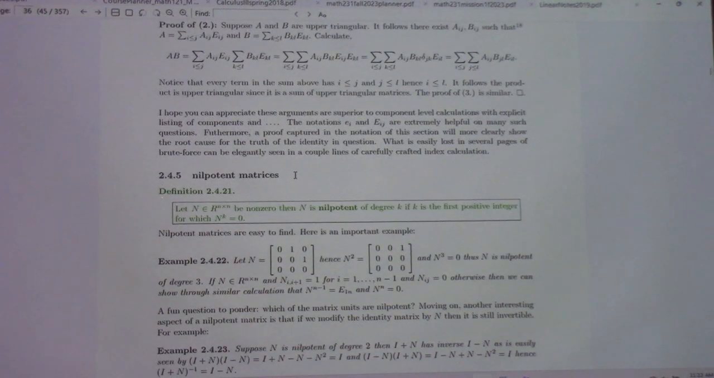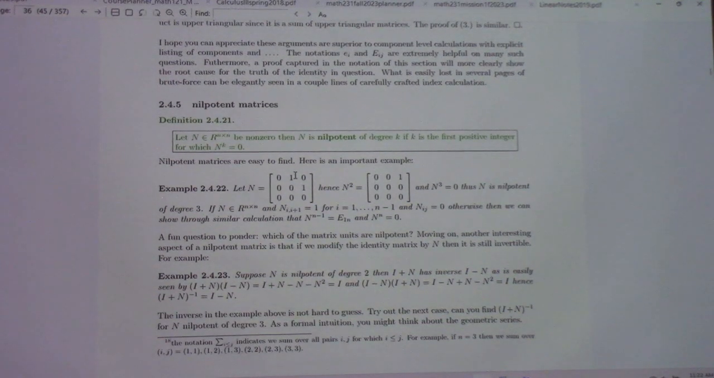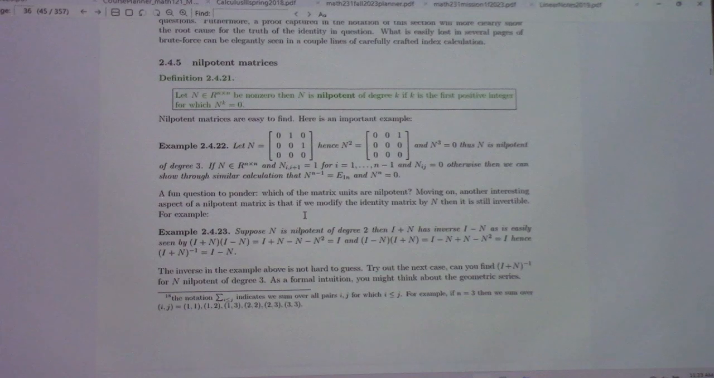A nilpotent matrix is a matrix which is non-zero, and yet at some point its kth power becomes 0. Degree k means that k minus 1 is non-zero, but k is 0. So this matrix here that I give in the example is nilpotent, I think, order 3, because the square is not 0, but the cube is. And nilpotent matrices are super nice because you can derive formulas for their inverse through some pretty simple algebra. So here's kind of a typical example.